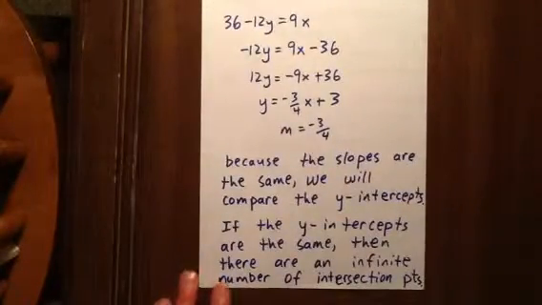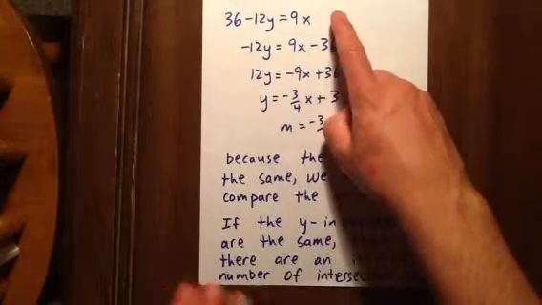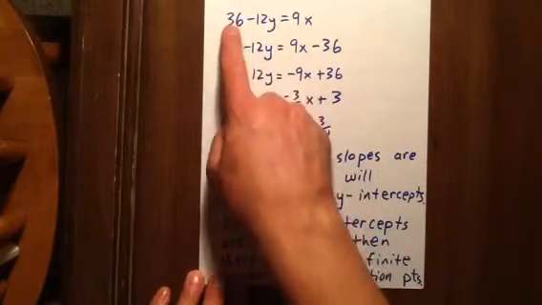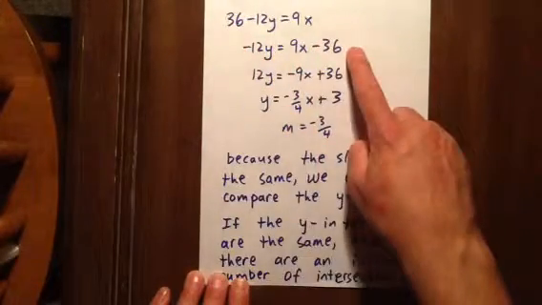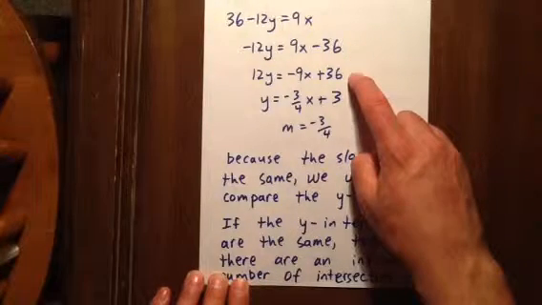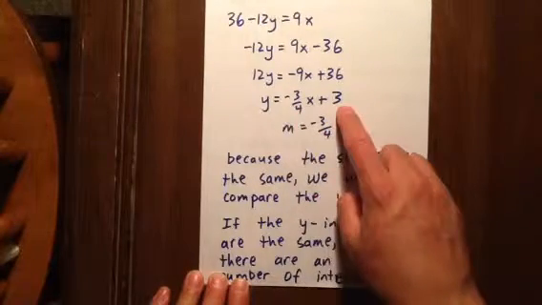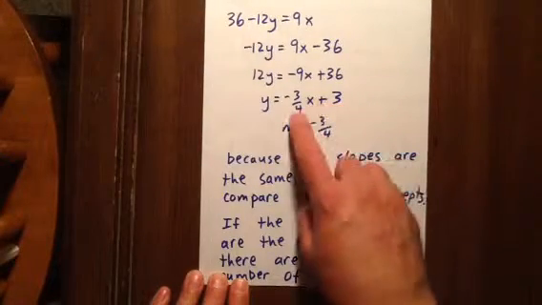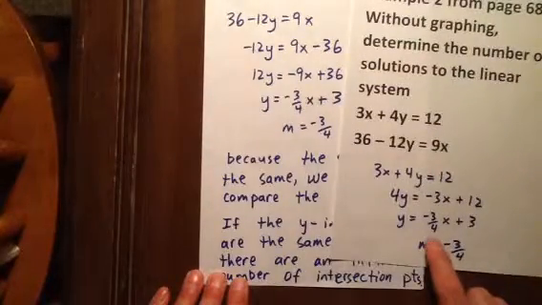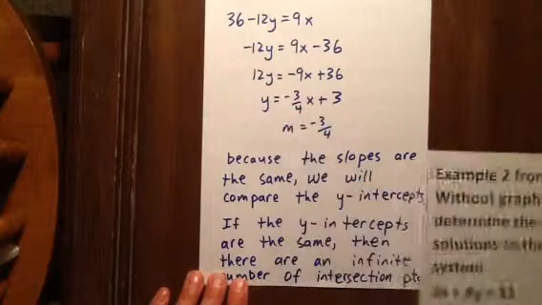And then we're going to figure out the slope of the second line. We're going to do that by isolating y. So, isolating y on the left-hand side, we can do that by subtracting 36 from both sides. And then we can multiply both sides by -1. And then we can divide both sides by 12. And we get y equals -3/4 x plus 3. And right away we notice we have the same slope in both situations. We have a slope of -3/4 here and a slope of -3/4 here.